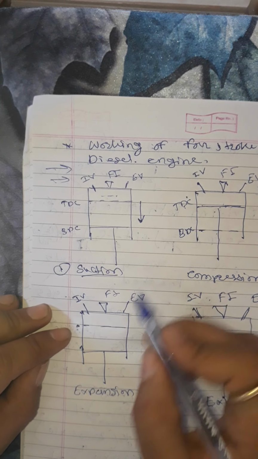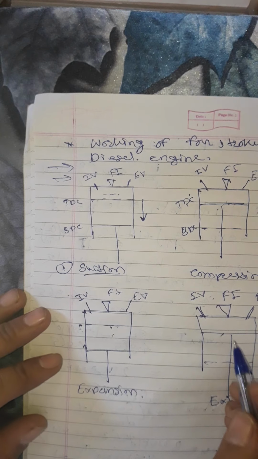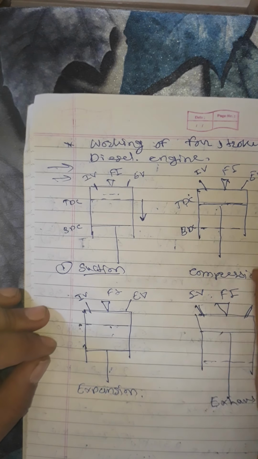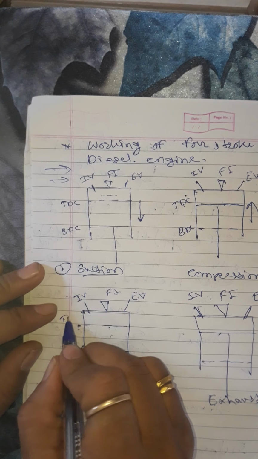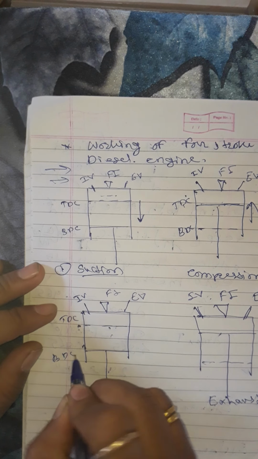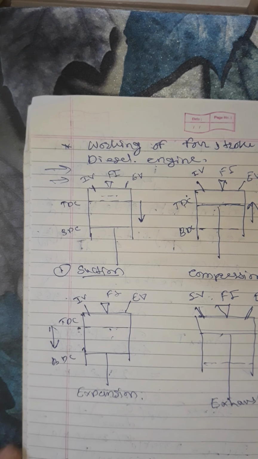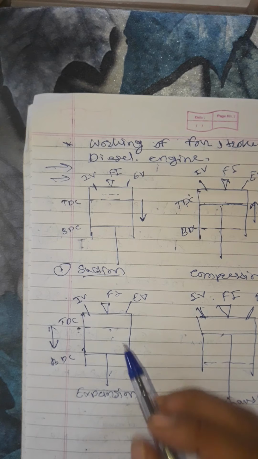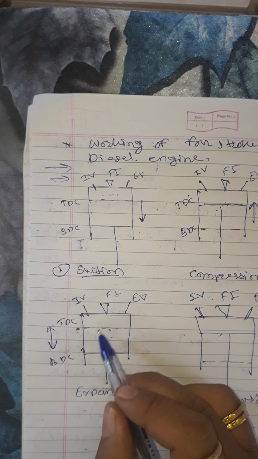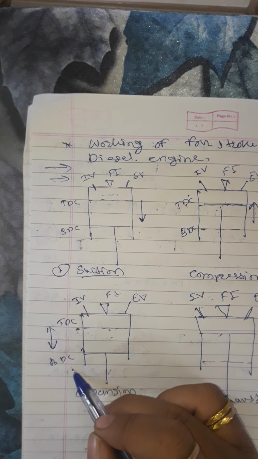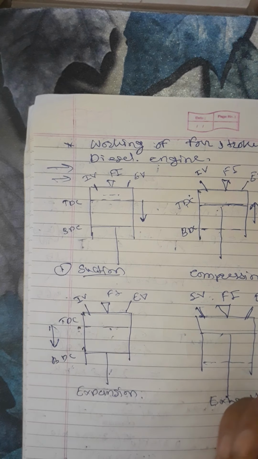Due to this explosion, expansion takes place. This is the direction of piston movement. This is TDC, this is BDC. This is the direction of the expansion stroke. Due to the explosion, power is generated, right? And due to this power, the piston moves from TDC to BDC, right? So this is the movement of the piston.